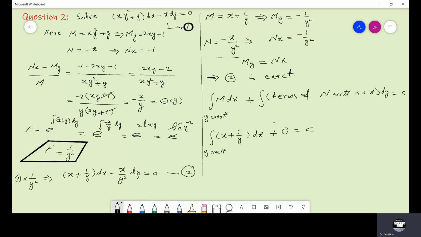Let us integrate the first term with respect to x. We have x square divided by 2 plus integration of the second term, x divided by y, is equal to c. And that is the required solution for this problem.